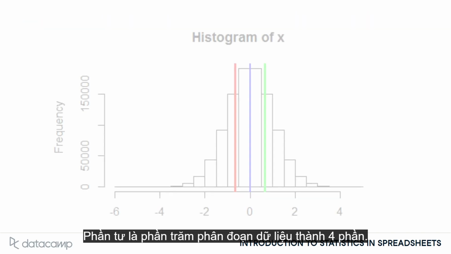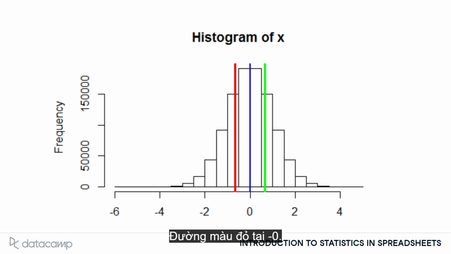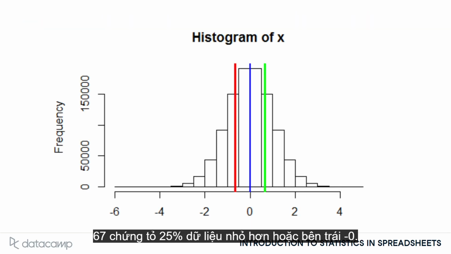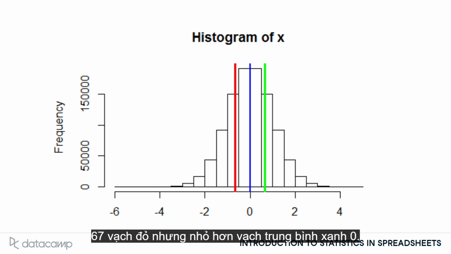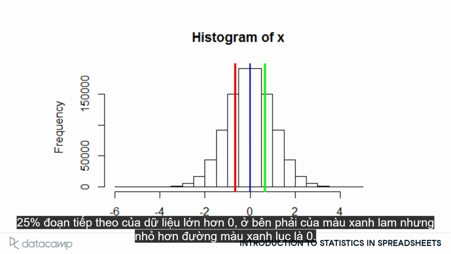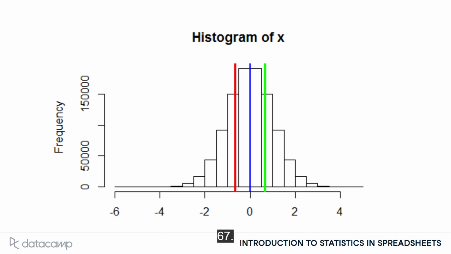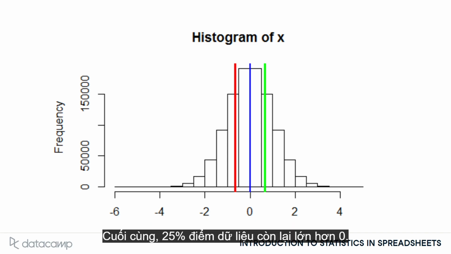Quartiles are percentiles that segment the data into 4 chunks. The red line at negative 0.67 demonstrates 25% of the data is less than or to the left of negative 0.67. Another 25% of the data is greater than negative 0.67, but less than the blue average 0 line. The next 25% chunk of the data is greater than 0 to the right of the blue line, but less than the green line at 0.67. Finally, the remaining 25% of the data points are greater than 0.67 to the right of the green line.